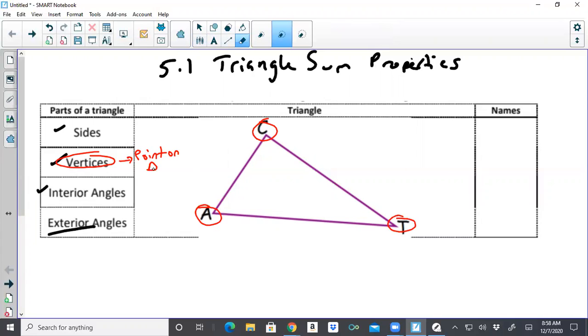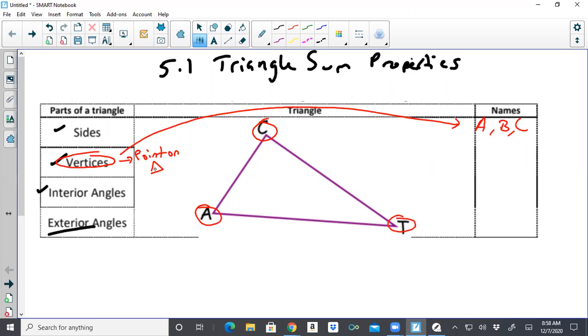And no, that is not a D, that is a triangle. So a vertex is a point on the triangle. So a name for a vertex would be like point A, or B, or C, something like that.